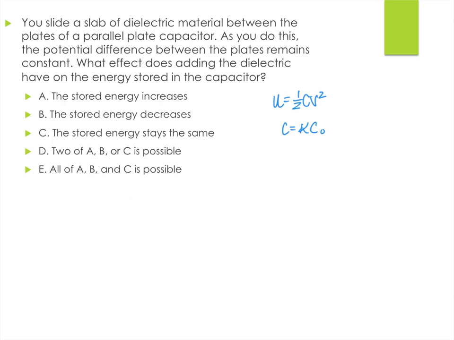Okay, so this first question says I'm going to use a dielectric material between the plates of a parallel plate capacitor. As you do this, the potential difference between the plates remains constant. What effect does adding the dielectric have on the energy stored on the capacitor? So the fact that the potential is unchanged means that it's attached to a battery while this is happening.